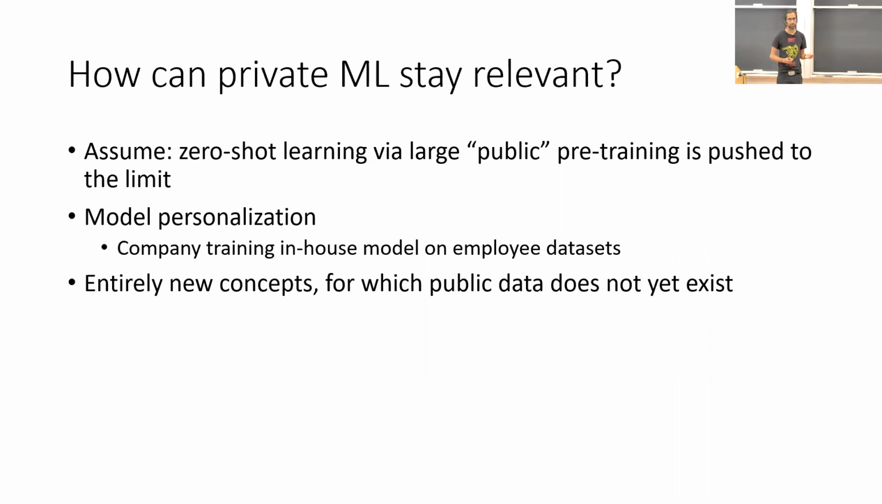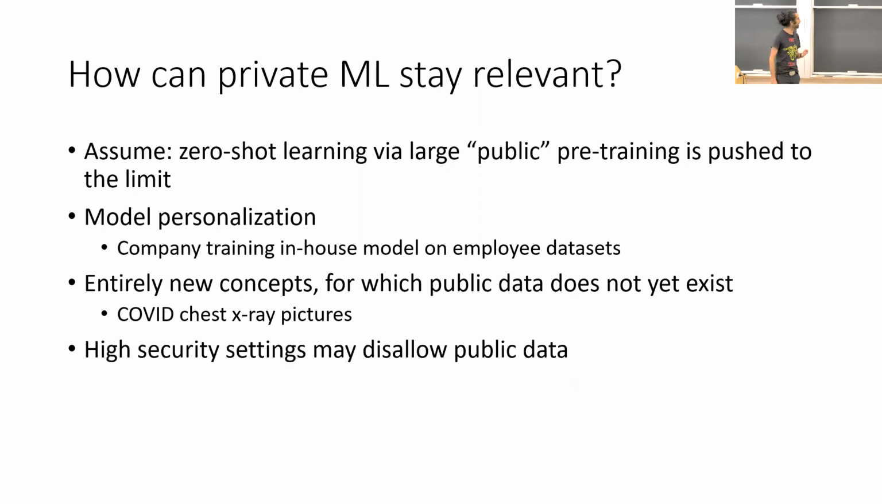There could be entirely new concepts for which public data does not exist yet, so there's no way you could have learned the concept because it's new. For example, COVID chest X-ray pictures. Maybe you'd still need to do some private fine-tuning for things like that. There might be high security settings which disallow public data. For example, I can imagine certain restrictions at the census which would disallow massively scraping public data.